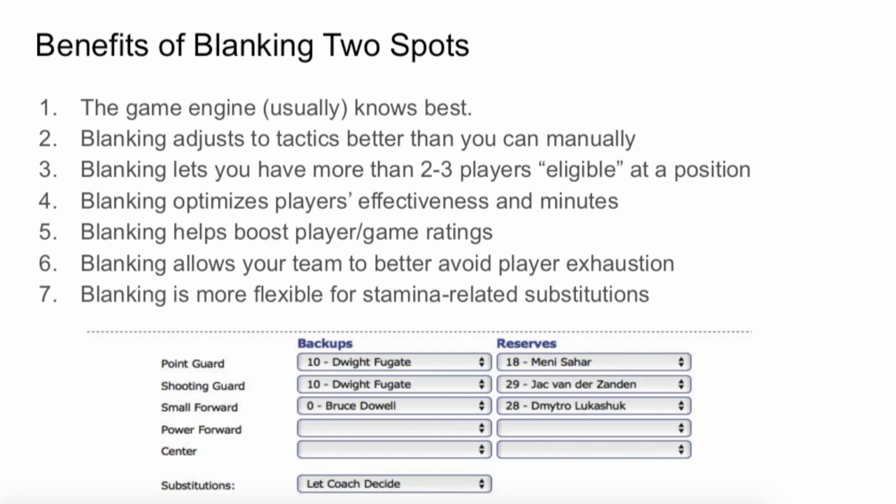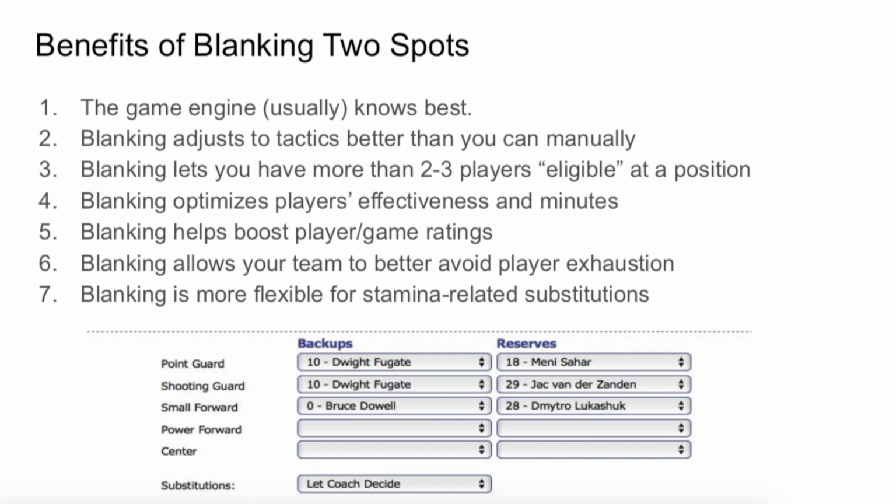Fourth, blanking optimizes players' effectiveness in minutes. So it does a really good job with substitution patterns, as I mentioned, and ultimately it allows players to be more effective when they're on the floor, which kind of coincides with the fifth point, saying that blanking does help with player and game ratings. So those two essentially just are showing how blanking can maximize the way that your players are playing when they're on the court. And it also allows your team to better avoid player exhaustion.